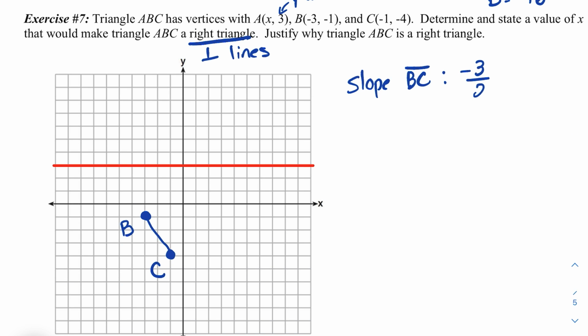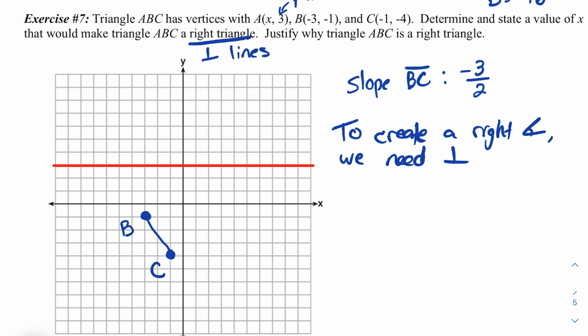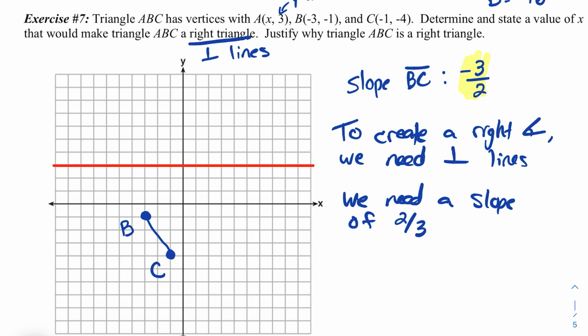Down 3 over 2. Now, to create a right angle, we need perpendicular lines. And we just learned this whole lesson was perpendicular lines. The way that we know that we have perpendicular lines is by negative reciprocal slopes. So we need a slope of 2/3, right? Because that's going to be the negative reciprocal of BC. So we need to get a slope of 2/3.